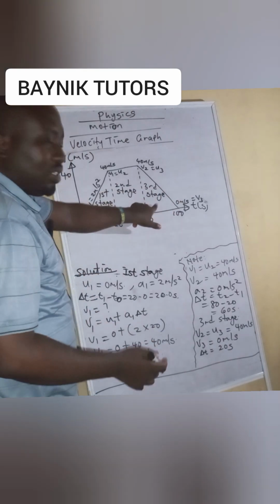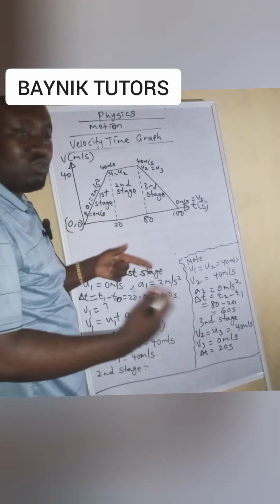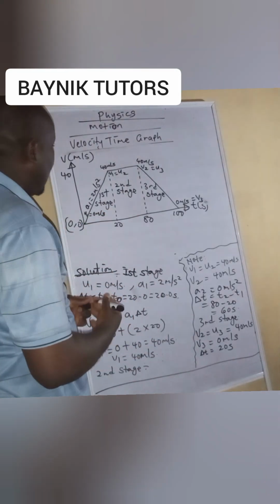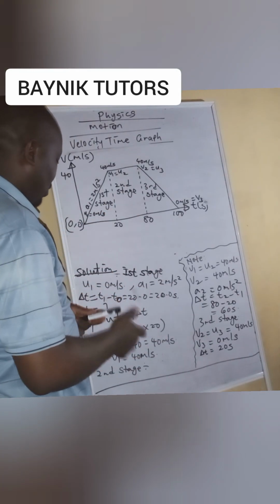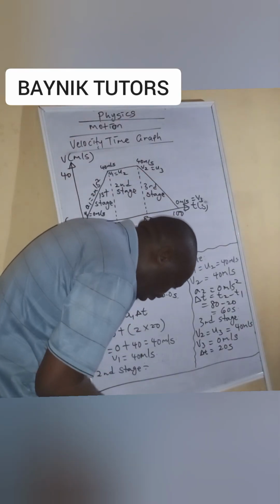So the starting stage, this is the acceleration stage. This is the state of constant velocity, whereby there is no major change in the velocity. So what we now need here, majorly, is that in the question we're told to draw the velocity-time graph.